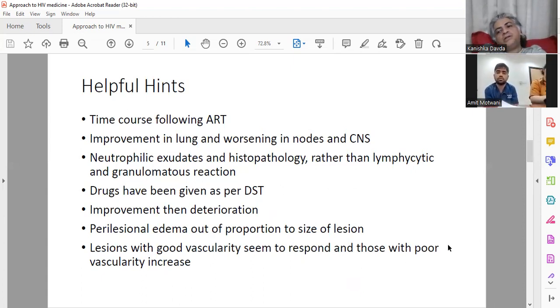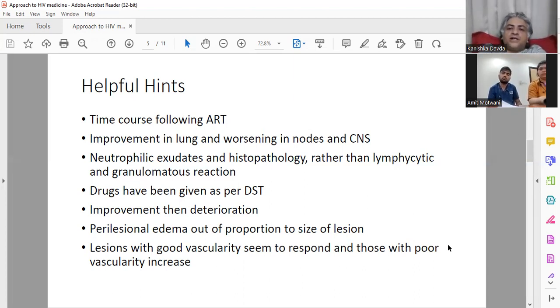In TB, in non-HIV patients with TB also, we often get confused. We started TB medicine and the patient's symptoms or radiology worsens. So we often wonder whether it is resistant or whether it is a paradoxical response. Especially the paradoxical response in TB happens in the brain and the nodes. It doesn't happen commonly in the other places. Okay.